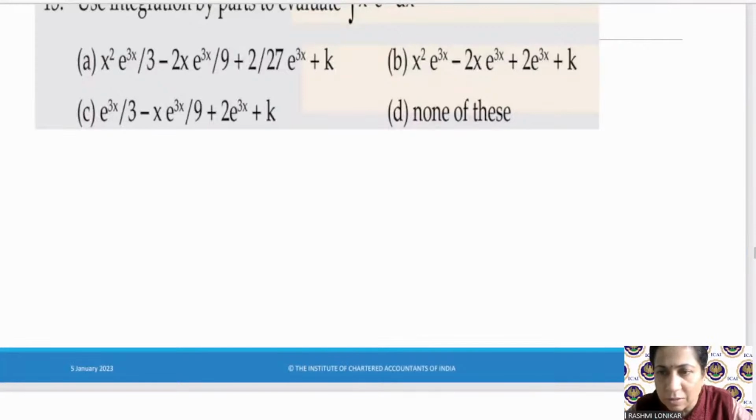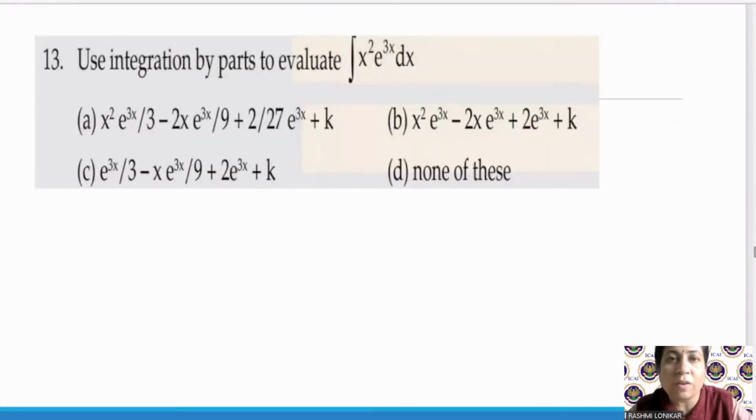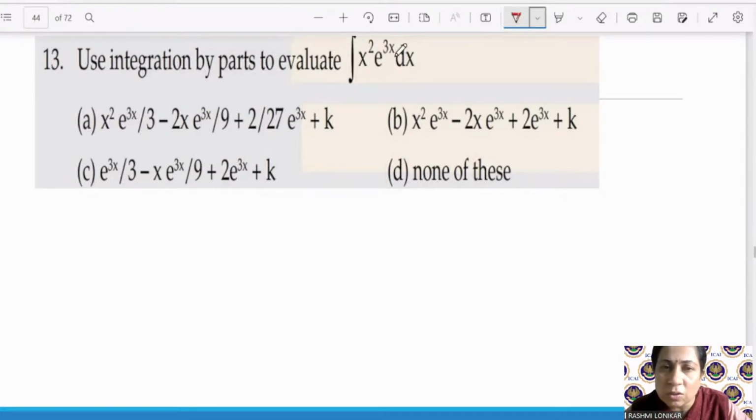Now sometimes, like in the earlier question, it was solved in 2 steps, but sometimes it may need more than 2 steps. So let us see over here how we will solve it. There is nothing to be afraid of. So let us do this. Now this is my function, integral x square e raised to 3x. What does my rule say? LAE. So my algebraic is coming before exponential. So my rule has been followed.